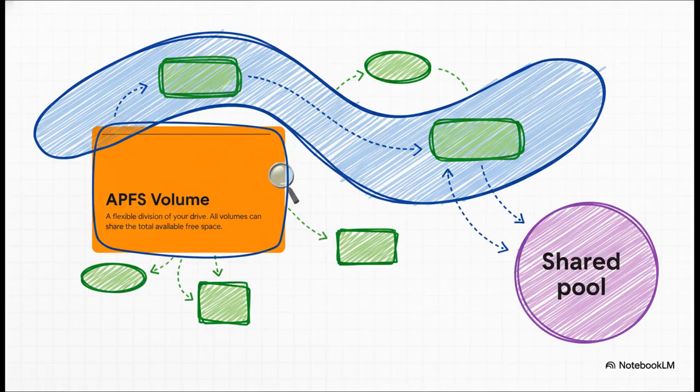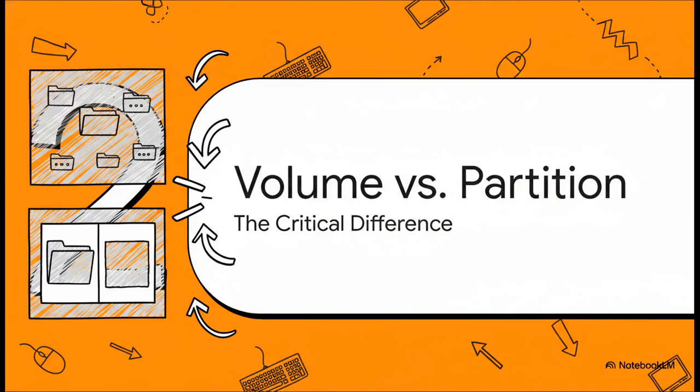Okay, now let's look at the modern approach, the APFS volume. This is part of Apple's newer file system, APFS, and it was designed specifically for the fast, solid-state drives in today's Macs. And it's a completely different game. Instead of a solid wall, it's more like a flexible divider. And here's the magic. All your volumes, your main Macintosh HD, and any new ones you create can all dip into the same shared pool of free space. It's completely dynamic. And that right there brings us to the most important part of this whole thing. Understanding this one critical difference in how these two methods manage your precious drive space, well, it's going to change how you organize your Mac forever.